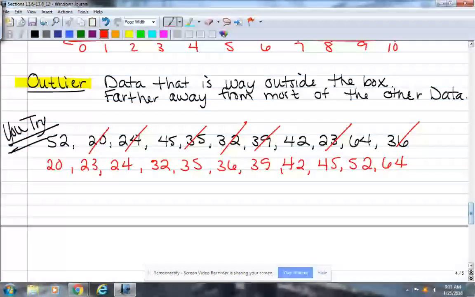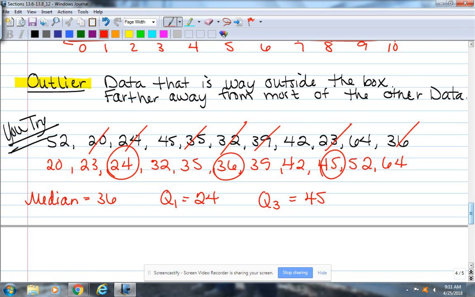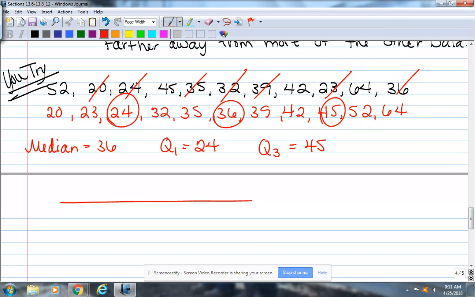So what did y'all get for the median of the data, the one in the middle? Did everybody get that? All right, so 36. What did you get for your Q1? 24. The first half. What did you get for the median of the second half? 45. Did y'all go by fives or tens? So 20 to 70, I guess. 20, 30, 40, 50, 60, 70, and I got room, so I'll stick at 80 on there.